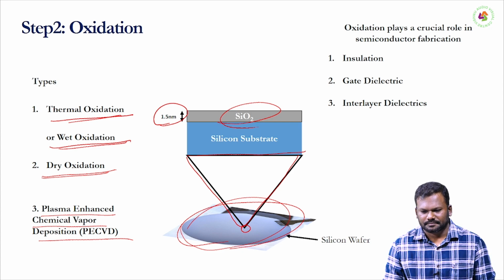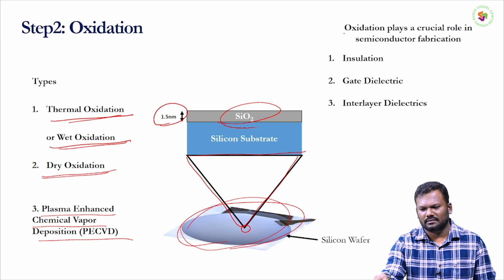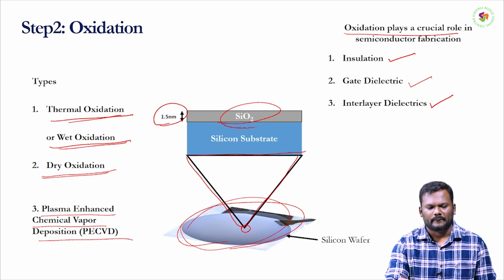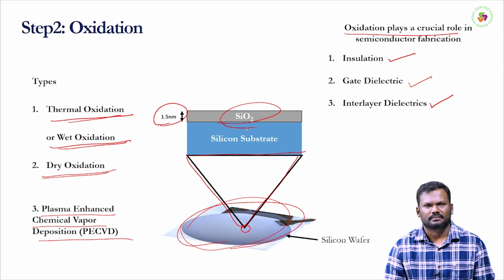So the main crucial role of this silicon dioxide is that it acts like an insulator and it acts like a gate dielectric. At the same time, it acts like an interlayer dielectric, which separates the silicon substrate from other materials. So this is the second step.